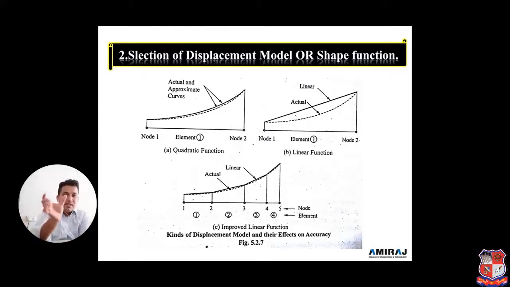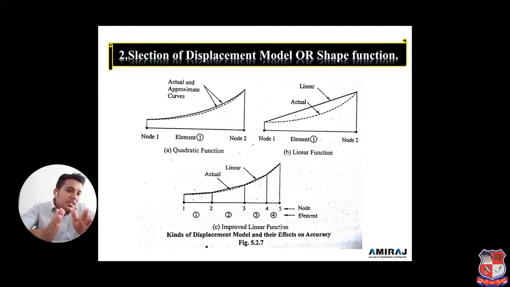Now as per the 3 element, we are considering only one element out of them and identifying the proper result. As per figure A, there is a quadratic function and a second one, the linear function. If we take a linear function, then the actual line and the linear line have a difference in between. So if we want to reduce this kind of error, we again distribute the single linear function into the improved linear function.